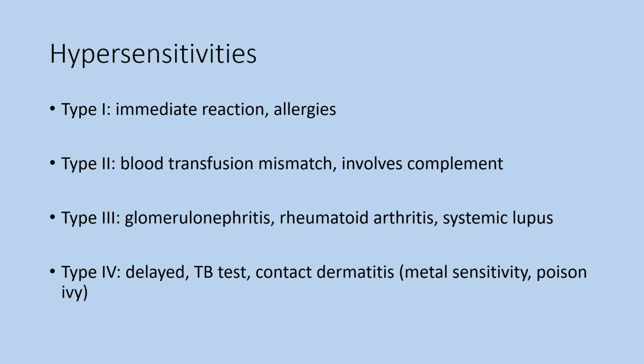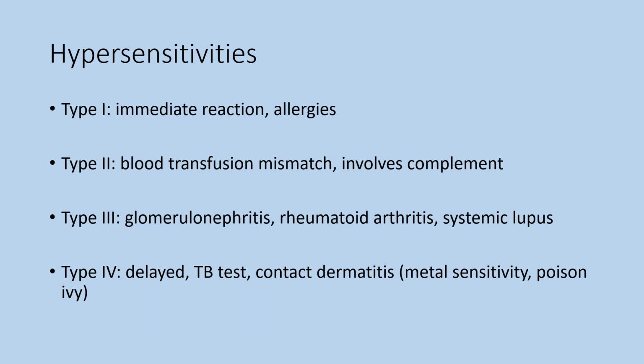Type 3 hypersensitivities are things like glomerulonephritis, a disease affecting the kidneys; rheumatoid arthritis, where it's attacking the joints; and systemic lupus. All of those are types of autoimmune disease where your immune system is now recognizing some of your cells as being foreign. Type 4 is delayed.